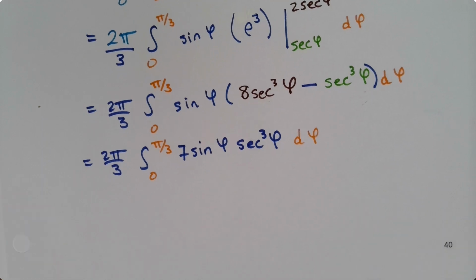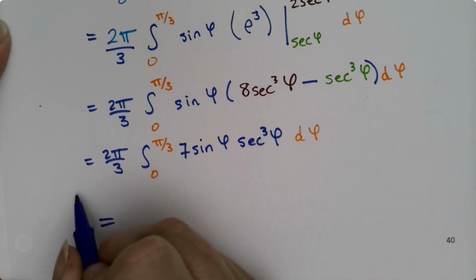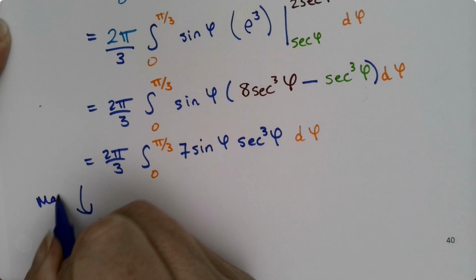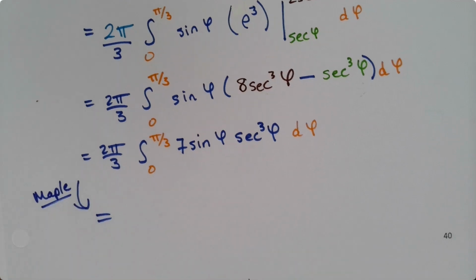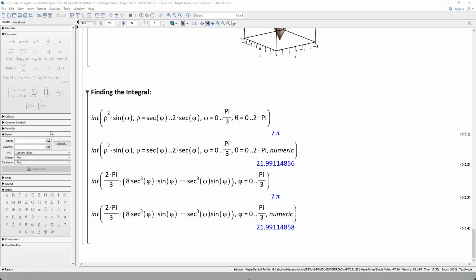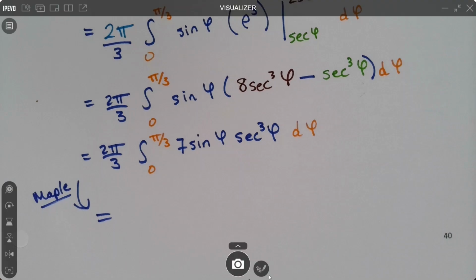And we're just going to make Maple do that. We're not going to do that by hand. So that is a Maple integration. Let's go see it. And lo and behold, it becomes 7 pi. That's what it is. So 7 pi, that's the answer, or 21.99.